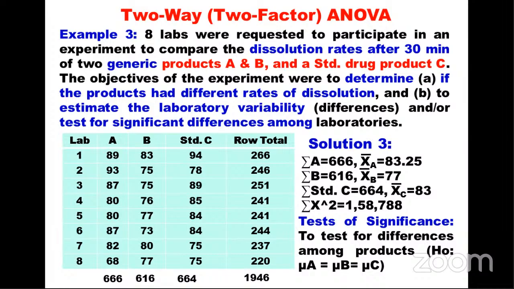There are 8 labs requested to participate in an experiment to compare the dissolution rate after 30 minutes of 2 generic products A and B and 1 standard product C. So we have 3 products. They are 2 generic products, A of A company, B of B company, and standard C is a well-known marketed product. The data gives the dissolution rate after 30 minutes, so the amount of drug released after 30 minutes.